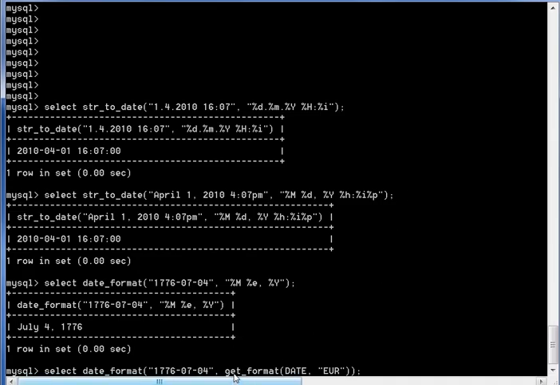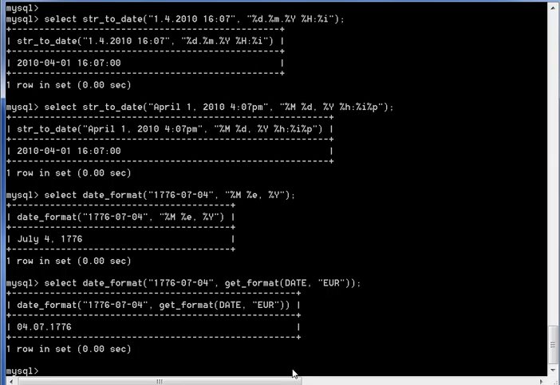Note we're using GET_FORMAT, and then DATE is the first argument for GET_FORMAT, as you should have determined by looking it up, to tell it that you want a date formatting string, and then EUR for European. And in that case, we get this format as expected. Now, the month and day naming format specifiers, for instance, %M, capital M, also work internationally in recent MySQL versions.